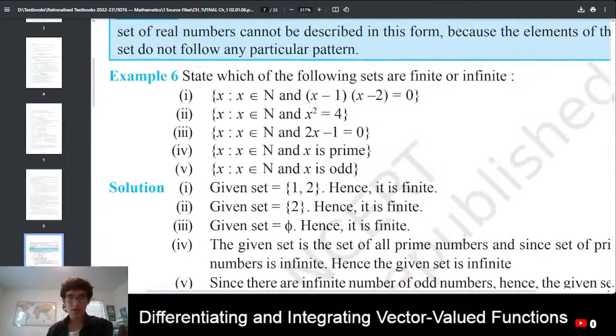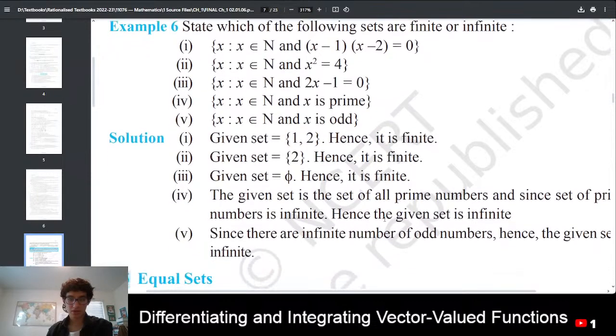Okay, let's look at this. There are 2 roots to this, so this is going to be finite. This is going to be finite. This is going to be finite. This is going to be infinite. There are infinite primes, so it's going to be infinite. And this is going to be infinite. Given this, finite, finite, finite, infinite, infinite.